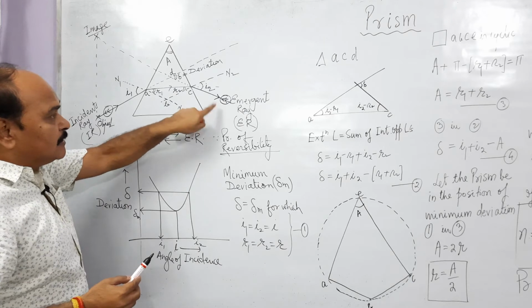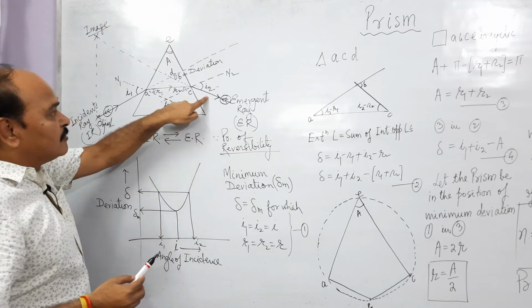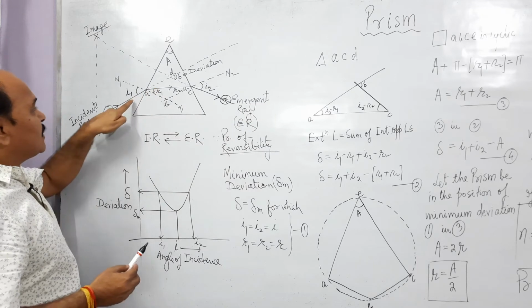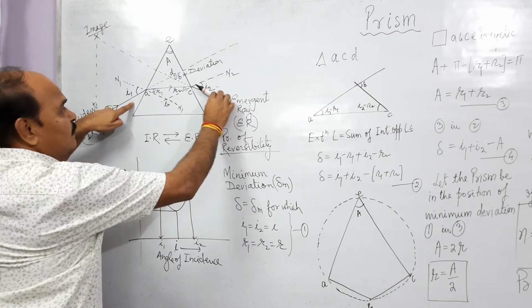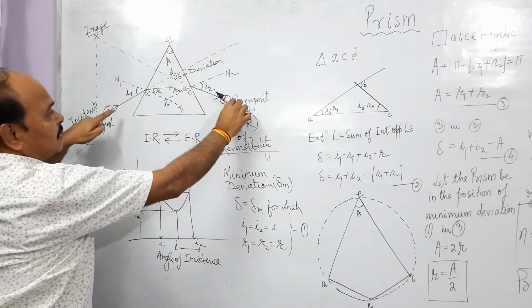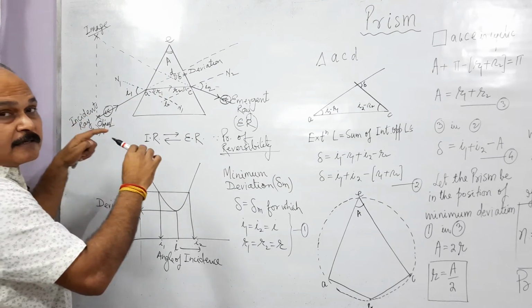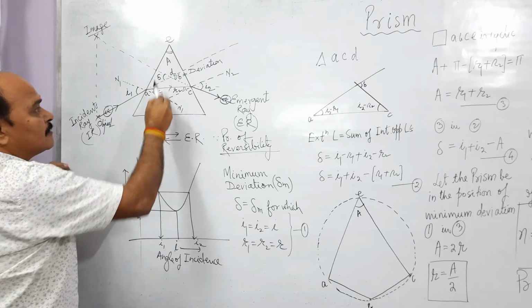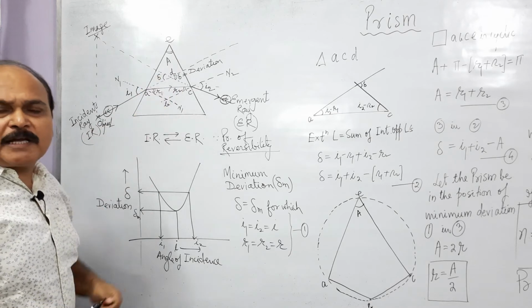And if the light falls at this surface at an angle I2, in that case I2 would be the angle of incidence, and it will emerge out at an angle I1, and that I1 is going to be the angle of emergence. In that case, this is going to be the direction of the incident ray, and this is going to be the direction of the emergent ray. And see, what is the angle between them? That angle between them is the angle of deviation, delta. See, this delta is the same as this delta. They are vertically opposite angles.